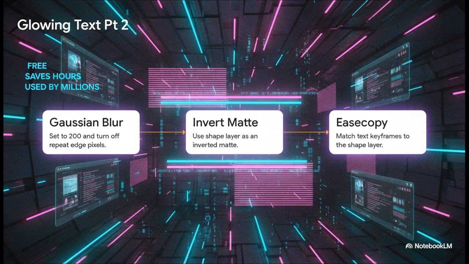Step 5, click your toggle switches so your text layer uses that blurred shape layer as an inverted matte. This essentially tells the software to only let the glow shine through specific dark areas. Finally, Step 6, add a position keyframe to match the text and use a tool like Ease Copy to instantly copy your text keyframes over to the shape layer. By linking these keyframes, the cybernetic glow perfectly synchronizes with the motion of the typing text. It's fast, it's super efficient, and it looks absolutely incredible.